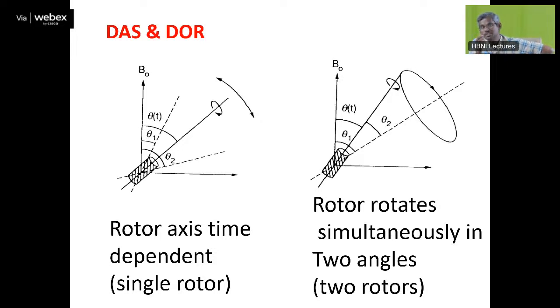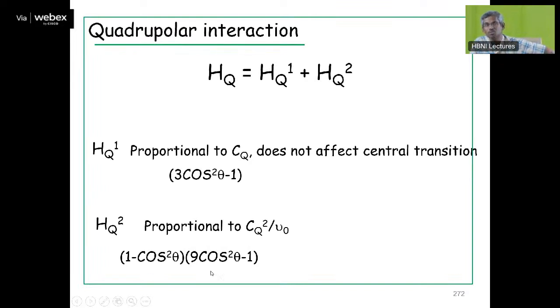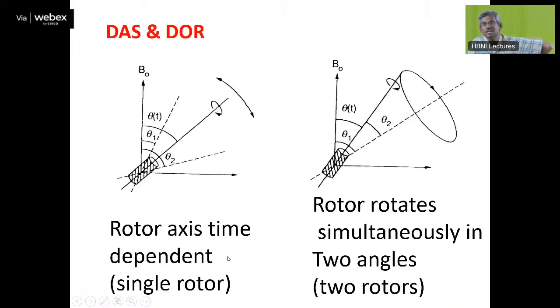One way you can do is to change the rotor axis as a function of time. You see here, initially the rotor axis was here. Now it will move here. It will move here. As a function of time, if you move, in fact, some of the interactions like second order quadrupolar interaction, you can average out. So that is called double rotation.